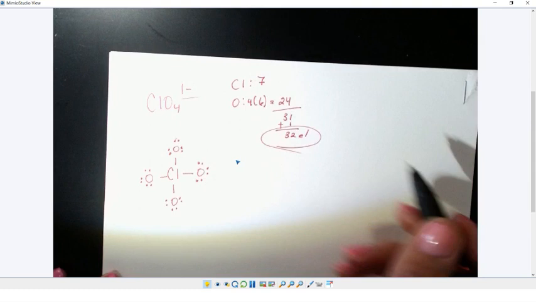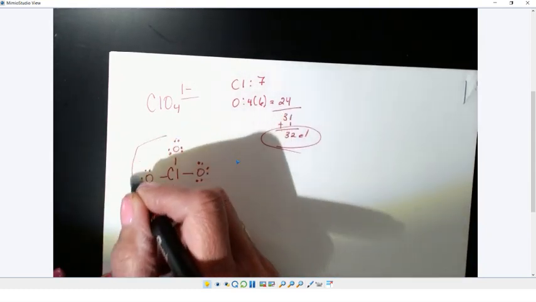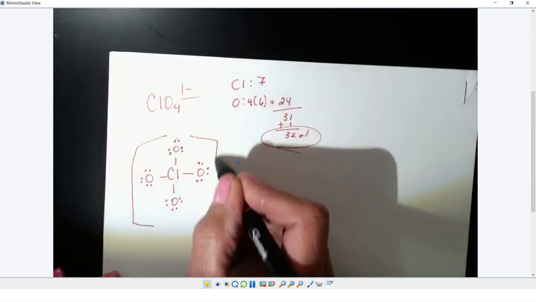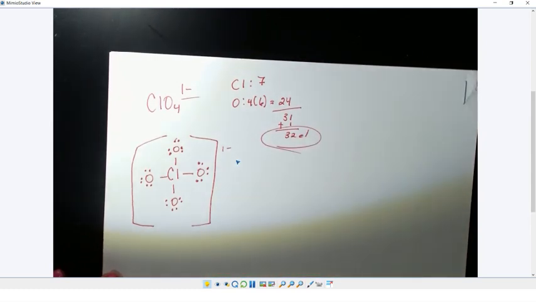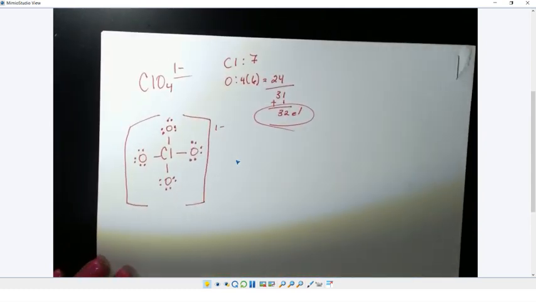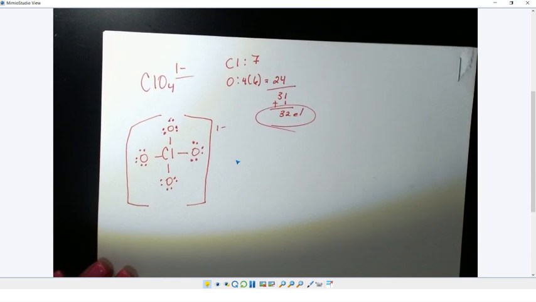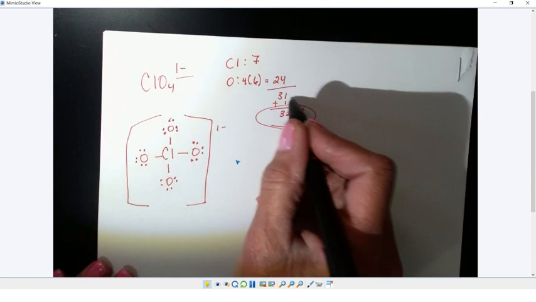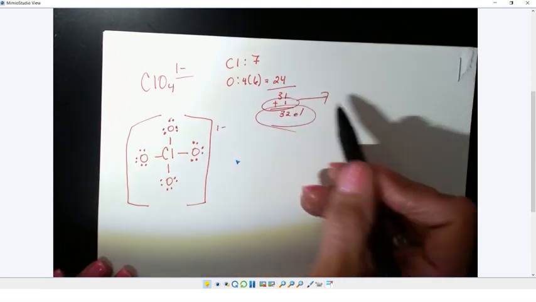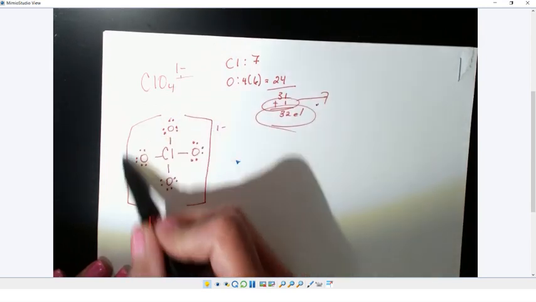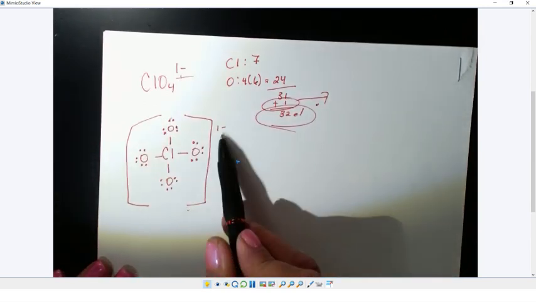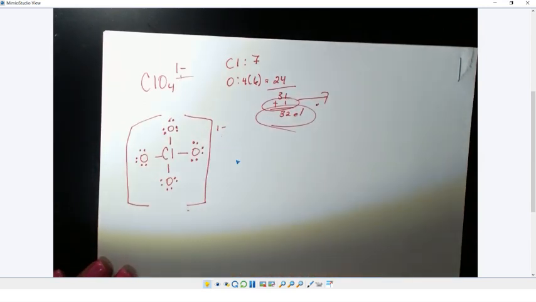But since it's a polyatomic ion, I'm going to put brackets around it. And I'm going to put a charge on the outside. So those are the 2 things that are different with polyatomic ions versus just neutral molecules. You're going to have to either add or subtract the number of valence electrons according to the charge, and you're going to have to put brackets with the charge on the outside of it. Okay?